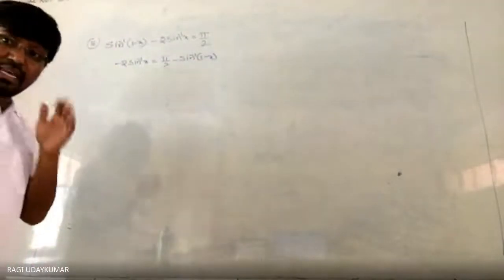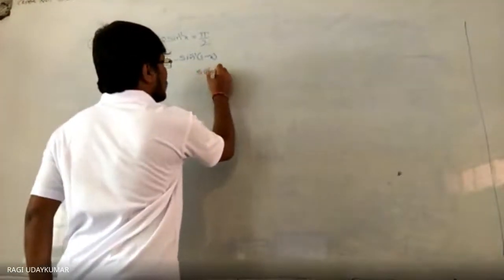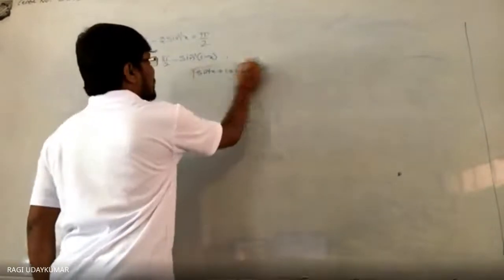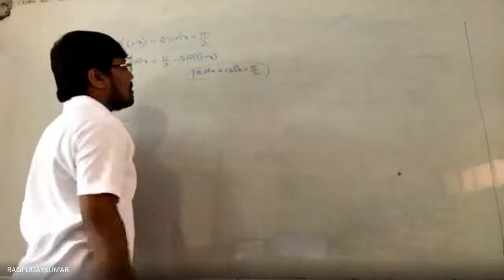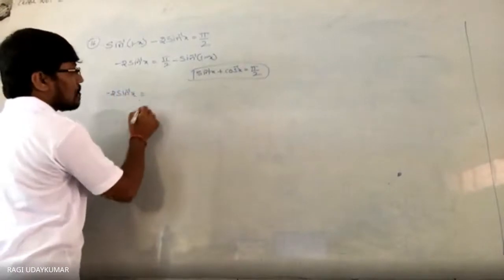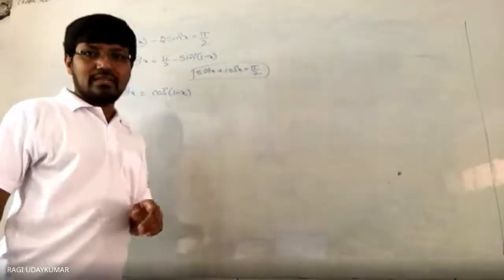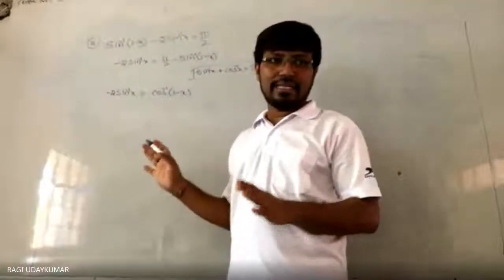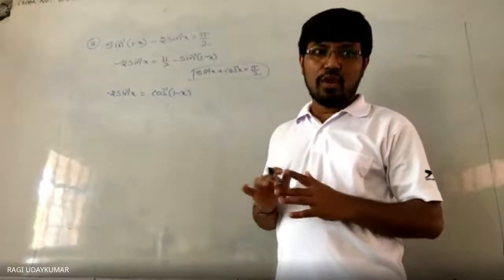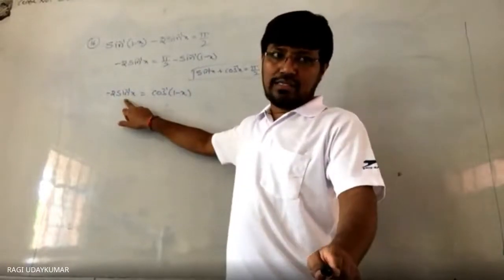So what is pi by 2 minus sin inverse x? You have this identity: sin inverse x plus cos inverse x is equals to pi by 2. So from this you can say that pi by 2 minus sin inverse x equals cos inverse x. So this can be written as minus 2 sin inverse x is equals to cos inverse of 1 minus x. Up to here is it clear? And you need to write this one in the form of cos. Both should be converted into cos.